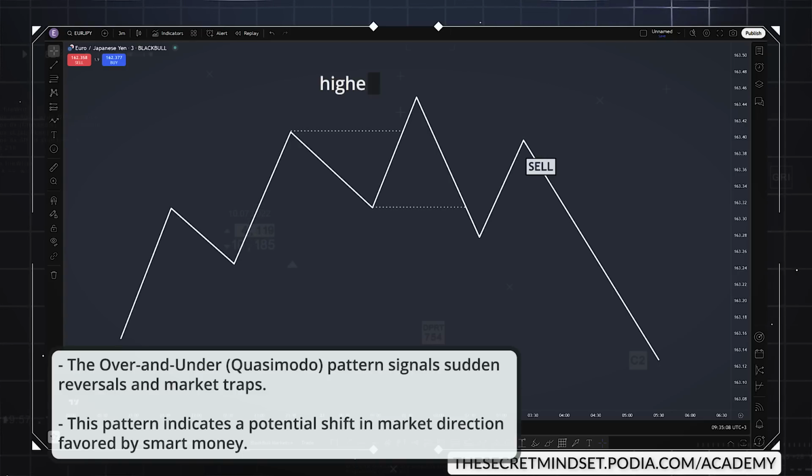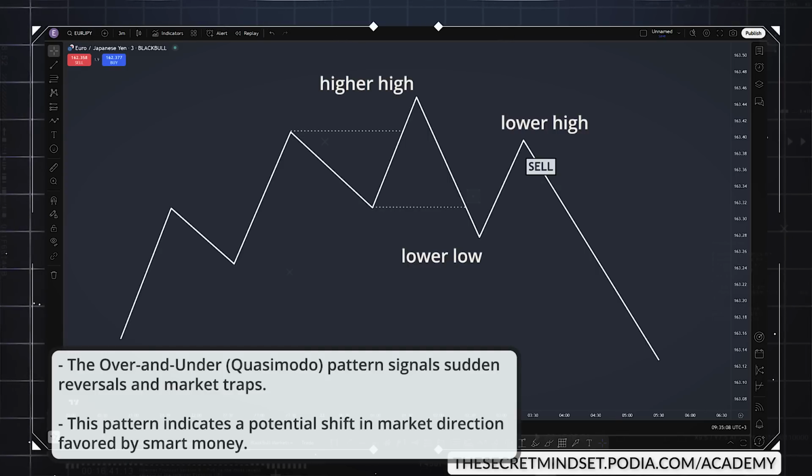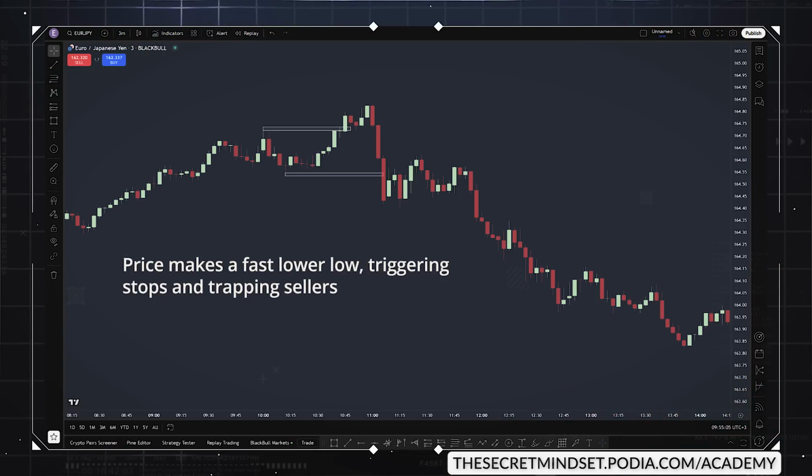It all starts with a strong move up. Price makes a high. It pulls back, then pushes higher, making a new high. After that, price falls sharply, breaking below the low of the last dip. This is the key moment. Price makes a lower low, taking out stops placed by traders who went long earlier.